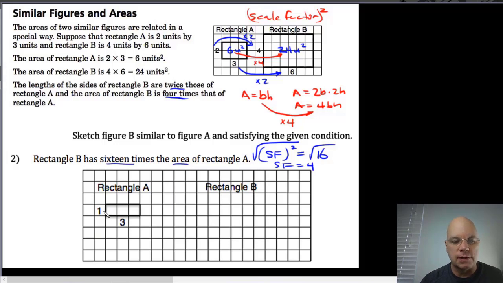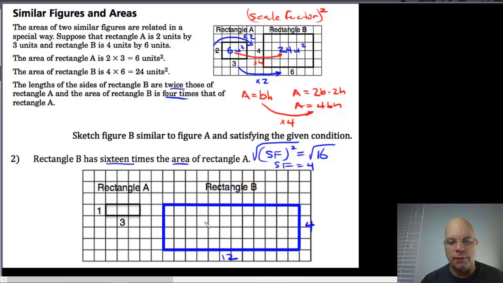So in other words, this height of 1 would need to be 4 units on rectangle B. This base of 3 would need to be 12 on rectangle B. 3, 4, 5, 6, 7, 8, 9, 10, 11, 12. And it's going to be very easy to check our work because we can check the area and make sure it really is 16 times as large.